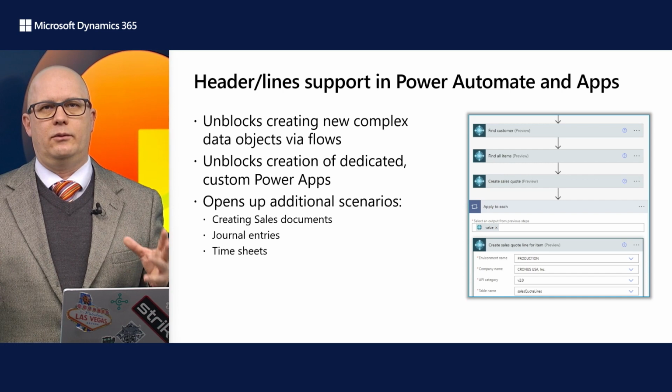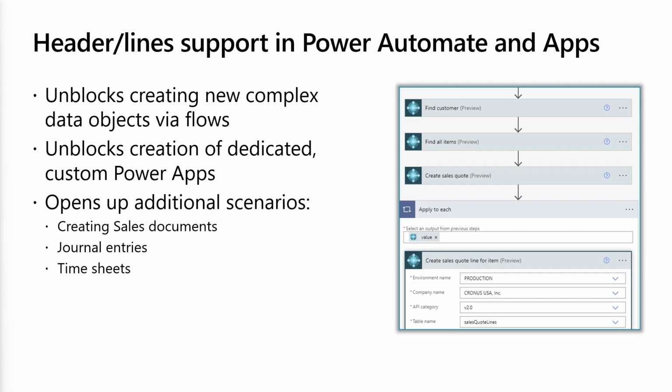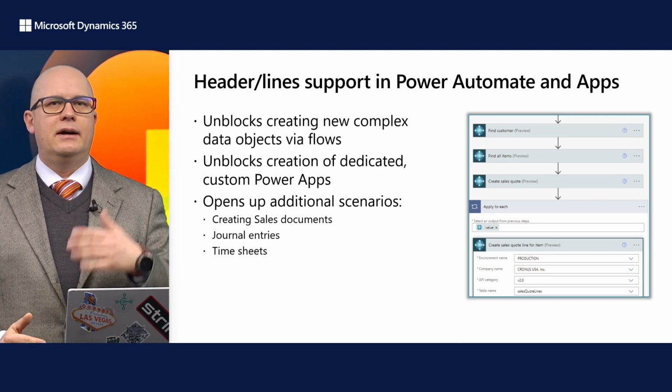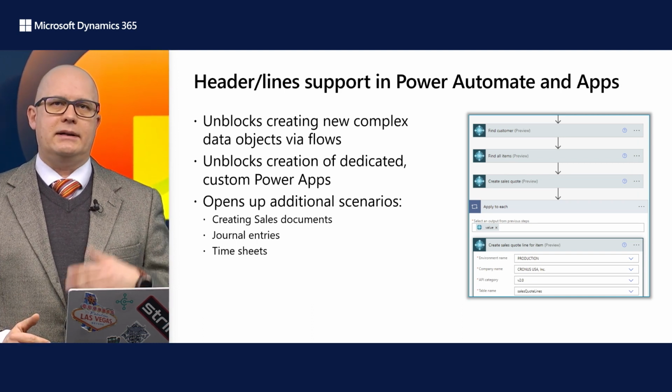Another change that we have introduced in this release is the full support for header and lines in Power Automate and Power Apps. That unblocks scenarios where you need to manipulate complex entities. For instance, and as you can see in this screenshot, we're talking about a sales quote, where sales quote is built using a header, which is basically a record explaining to the system which customer that sales quote is for, what is the date, what is the total amount, and so on and so forth.